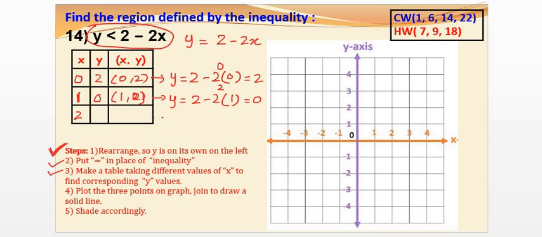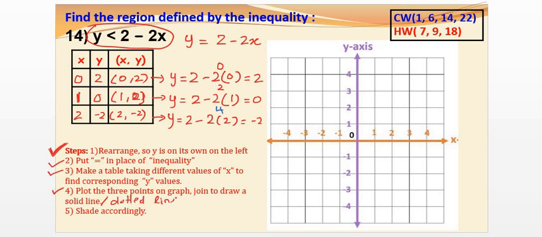Now let's do the third one. Here y equals 2 minus 2 times 2. What is 2 times 2? It's 4. And 2 minus 4 will be negative 2. So here you will get negative 2 and the pair will be (2, -2). So we are done with step 3. Step 4 says: plot the 3 points on the graph and join them to draw a solid line or a dotted line, depending on the question.